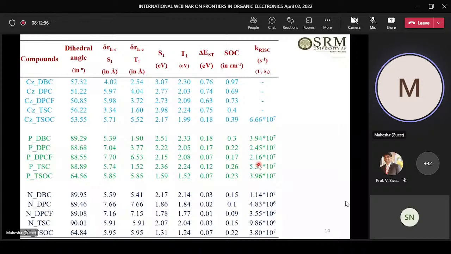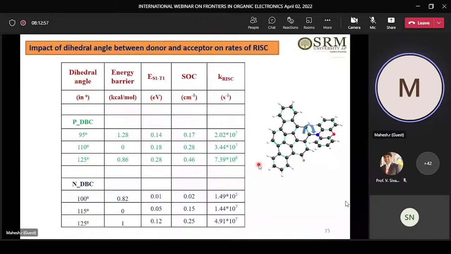So we are trying to understand how can we balance this spin orbit coupling and the energy gaps. So hopefully we will end up with some new system which has the stronger spin orbit coupling with the very less singlet triplet gap. And also, I want to show how the torsion angle between the donor and pi bridge impacts the performance of these molecules.